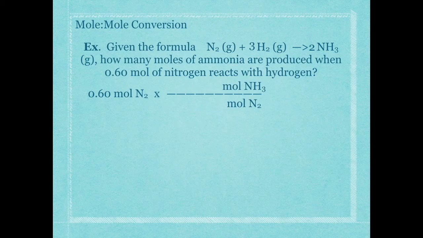Now, here's where the recipe idea comes in. In order to make 2 moles of NH3, I need 1 mole of N2 and 3 moles of H2. So, if I want to convert from moles of N2 into moles of NH3, I'm going to put a 2 in front of NH3, and I'm going to put a 1 in front of moles of N2, because 1 mole of N2 is required to make 2 moles of NH3. And then all I have to do is multiply across, and I get 1.2 moles of NH3. And that's it. This is the new concept.